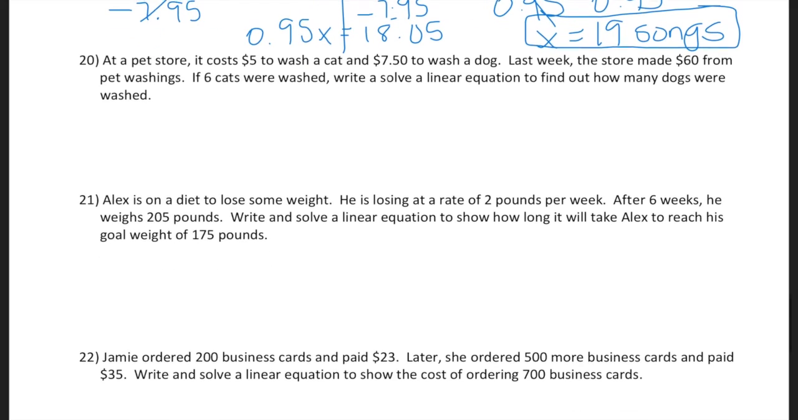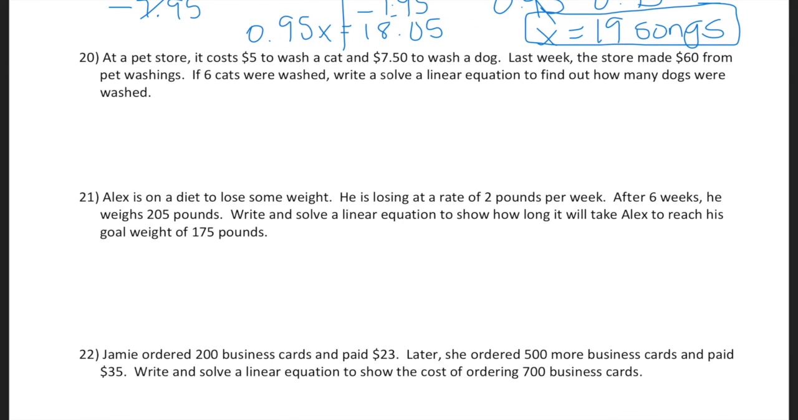Going to number 20. At a pet store, it costs $5 to wash a cat and $7.50 to wash a dog. Last week, the store made $60 from pet washings. If 6 cats were washed, write and solve a linear equation to find out how many dogs were washed.